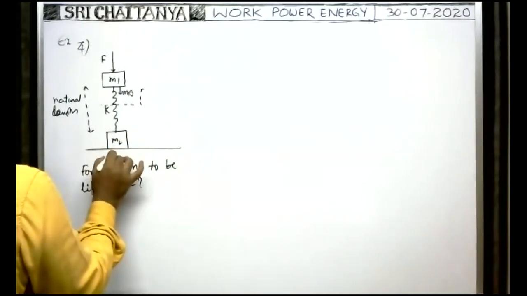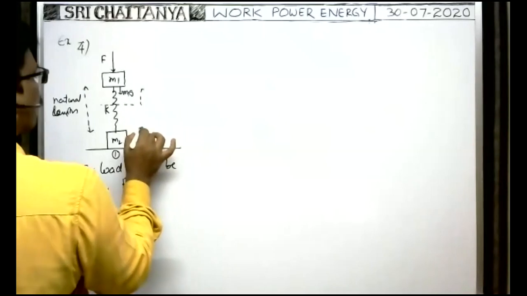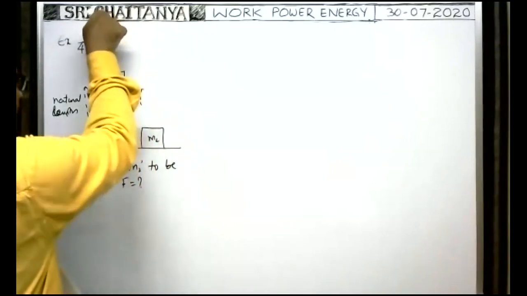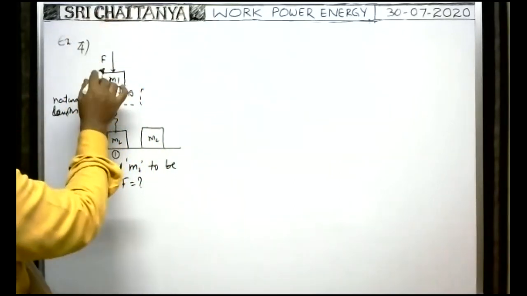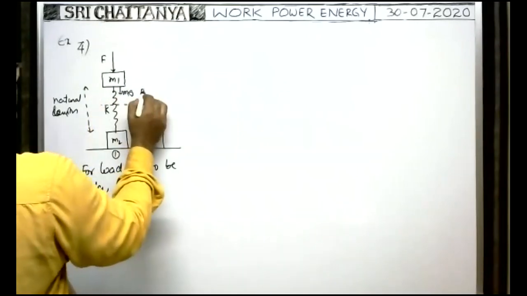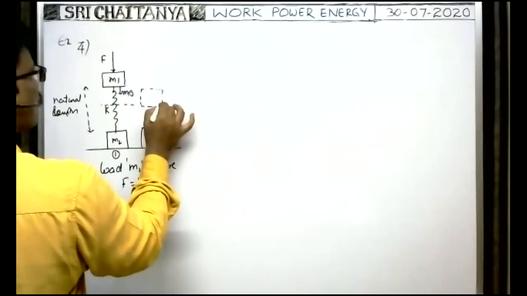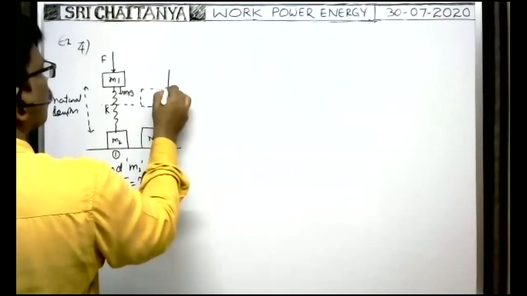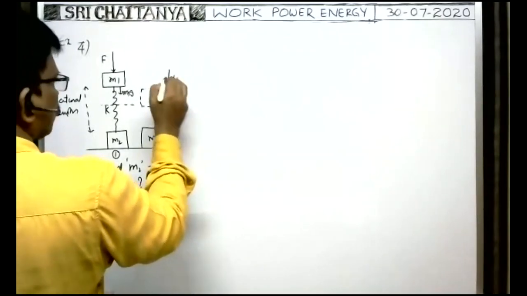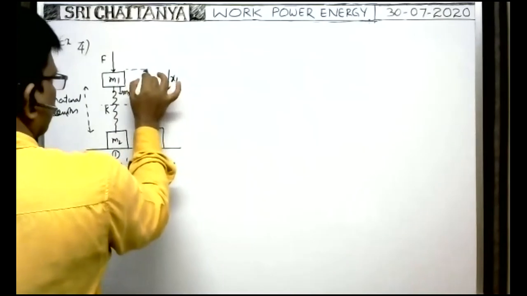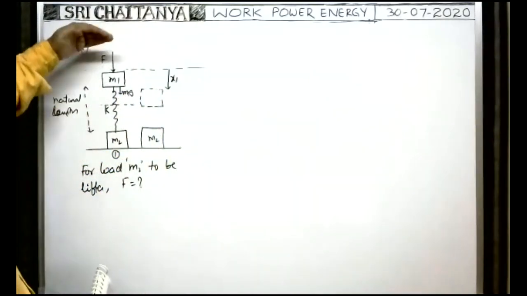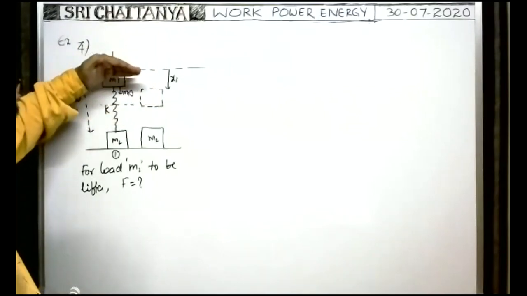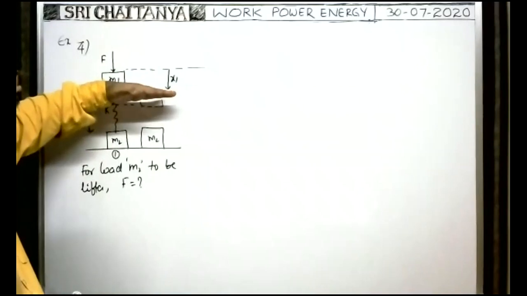In the first position, the system is like this. In the second position, the block M2 is on the floor only, but when the block M1 is pushed downwards with a force F, and because of the weight of M1, the block displaces through a certain distance downwards. What is the displacement of the block? The block displaces from this position to this position through a certain distance, say x1. Because of this constant force applied on M1, the upper block displaces through a distance x1, and the block is in equilibrium now.